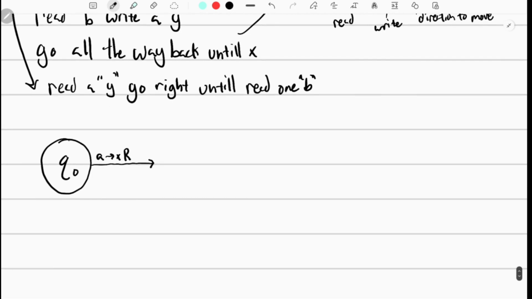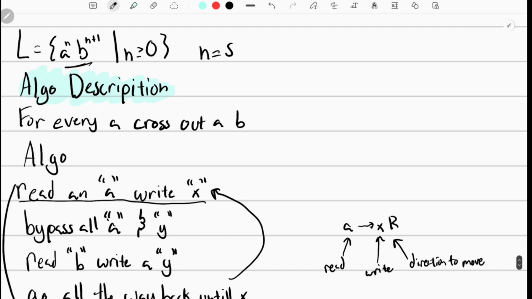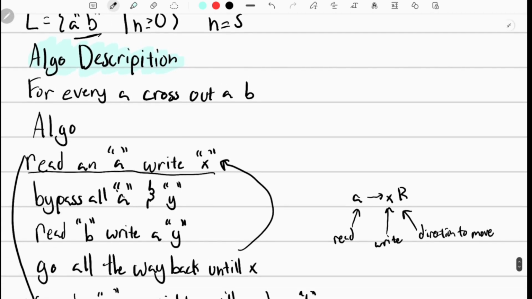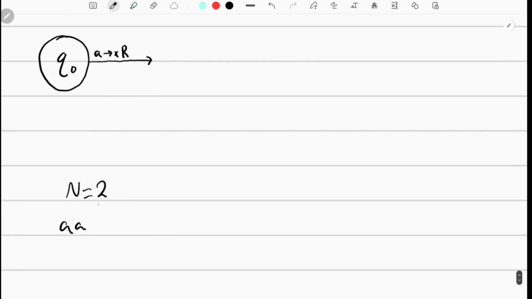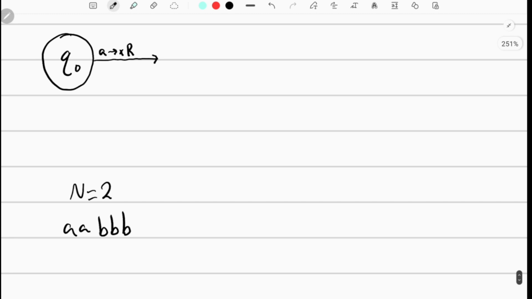So let me write our actual string. We'll say n equals 2. That means it's going to be 2 A's, and then n plus 1 for the B's. N plus 1 is n is 2 plus 1 is 3, so we have 3 B's. Okay, so this corresponds to this string. We're making this machine for this string. In this case, n equals 2.